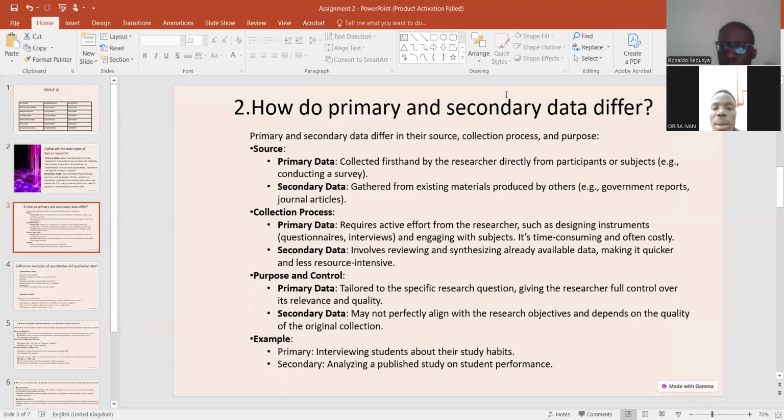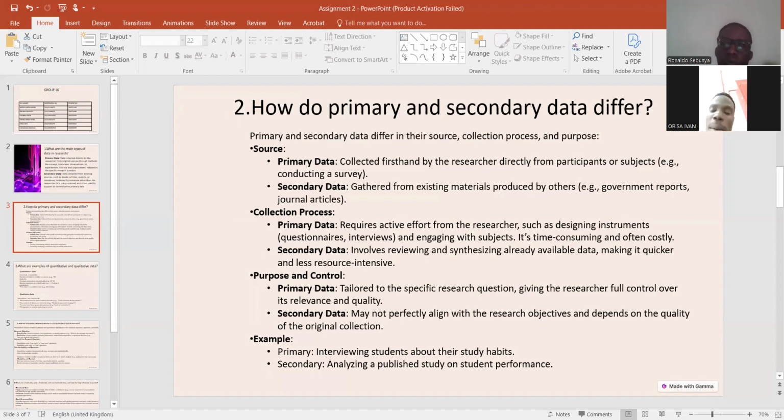Let me talk about how the primary and secondary data differ. So the source first. Primary data is collected directly from the first source, from the NGO, from the surveyor, from the field, and then secondary data is used by someone after one entity has already put it online or has put it in some dedicated center in the library.